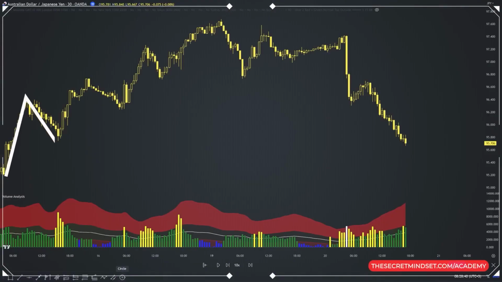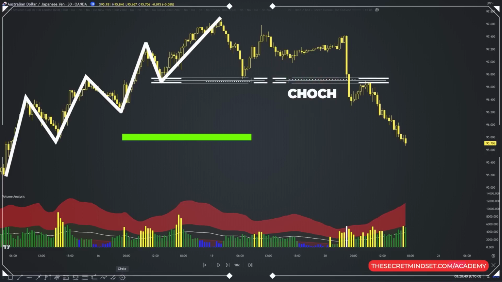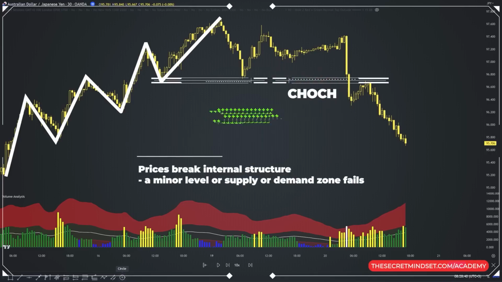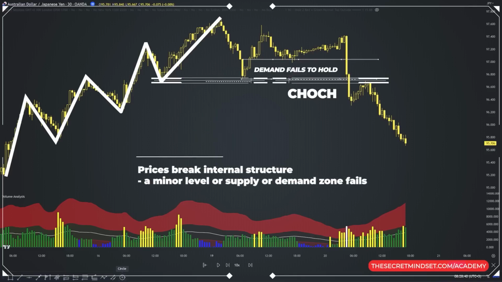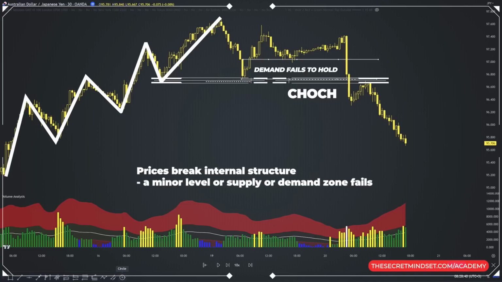So this pattern is generally considered a reversal one, as we're seeing prices break internal structure, where a minor level of supply or demand zone fails. A change of character should really only be used as a confluence factor and shouldn't be something you rely on solely for getting market direction. Use it as a confirmation on the lower timeframes.